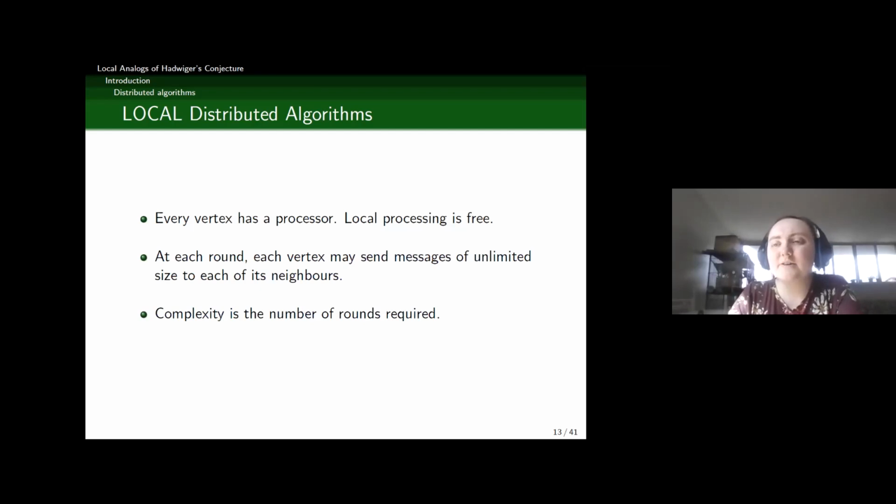So this models essentially collaborative problem solving on a network with high latency, which thankfully this is not one today, so that's nice.